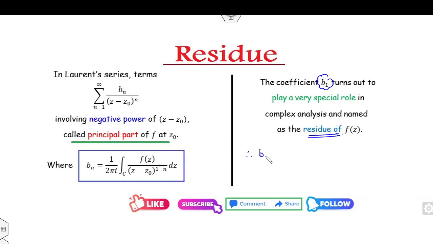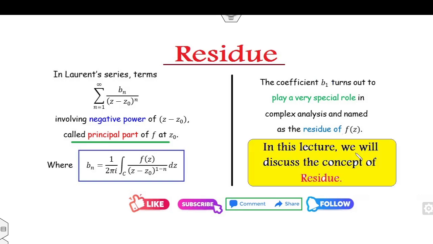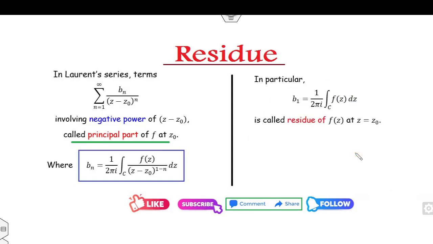So how can you define the value of b1? I can substitute n equal to 1 in this equation. You will get b1 is 1 over 2 pi i times the integration over the curve of f(z) dz. So this is the concept of the residue that we will discuss in this lecture.